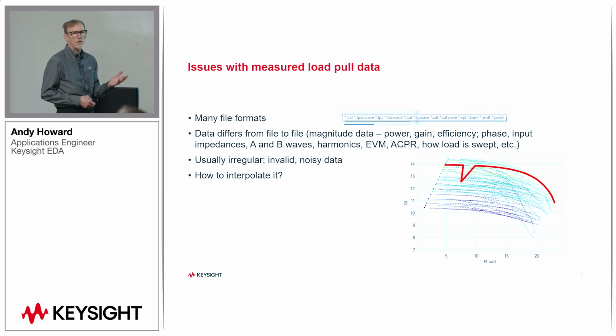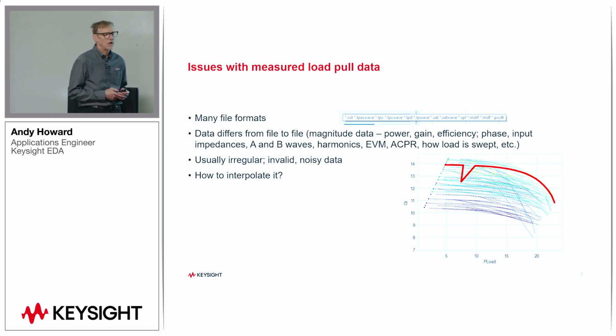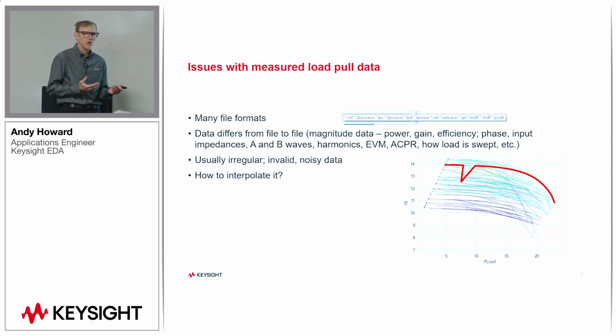It's very flexible, tends to be complicated data. It's irregular. What's in the files varies a lot. There's usually power, gain and efficiency, but sometimes there's phase, there are input impedances, sometimes there are A and B waves. Sometimes you see error vector magnitude, adjacent channel power ratio data, how the load is swept. Sometimes it's not even swept, sometimes it's the source impedance that's swept.